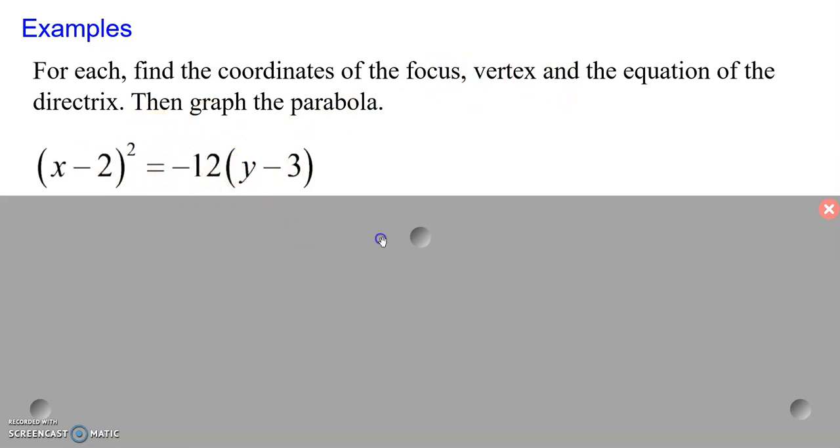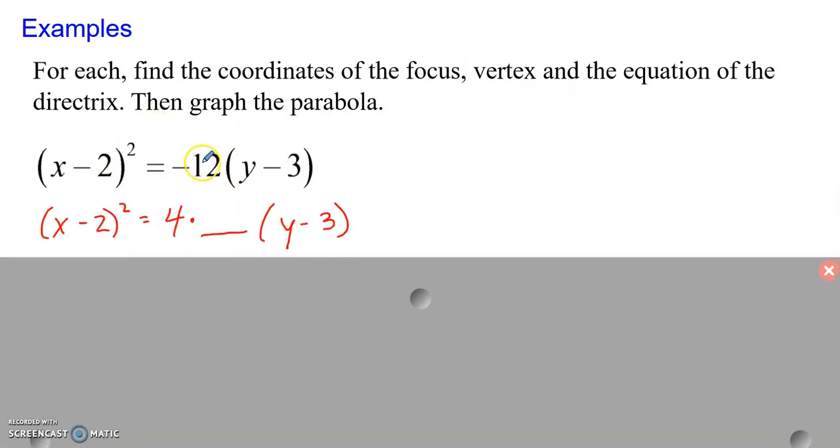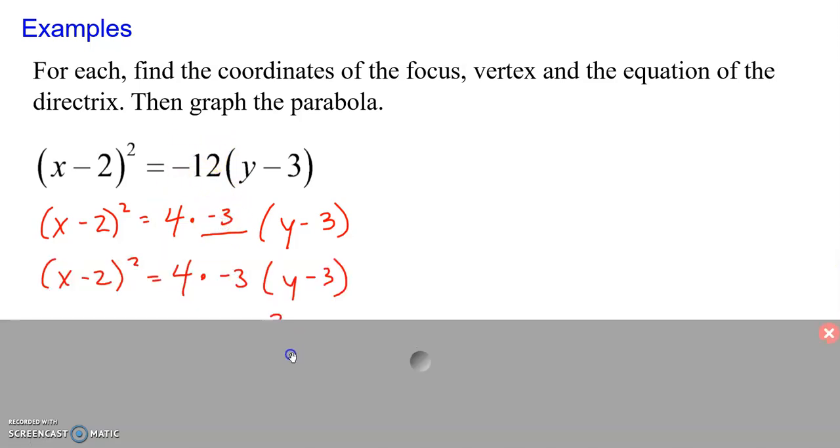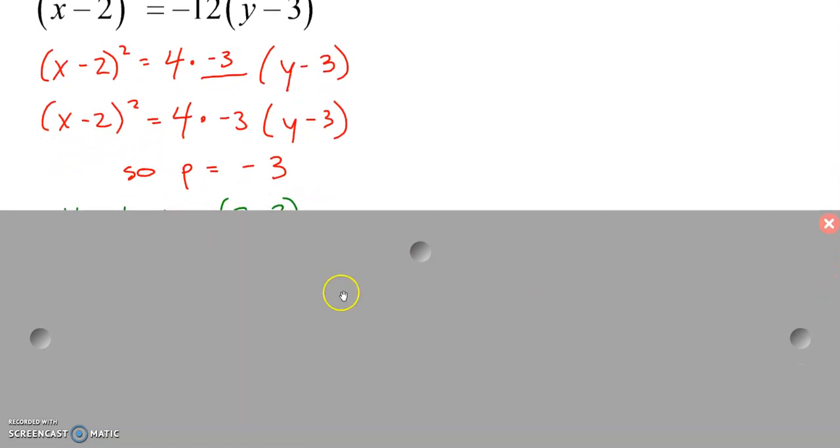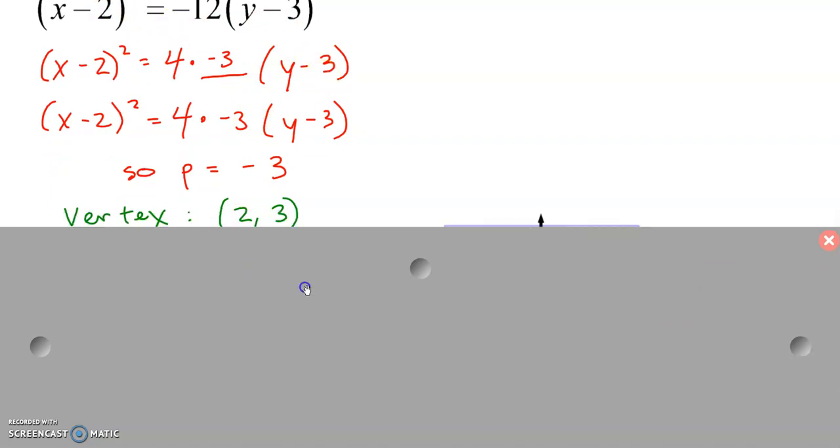So basically this negative 12 you can think of as being made from 4 times something. So 4 times what is negative 12? Basically you just divide this by 4, and that's going to be a negative 3. Okay? And that will tell you that P is negative 3. And then with that, we can identify all the parts. The vertex is at 2, 3.